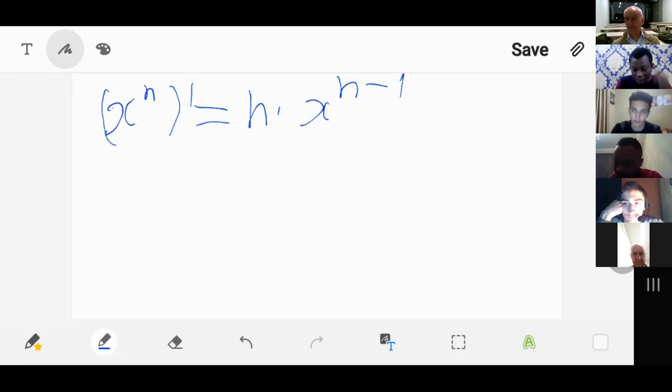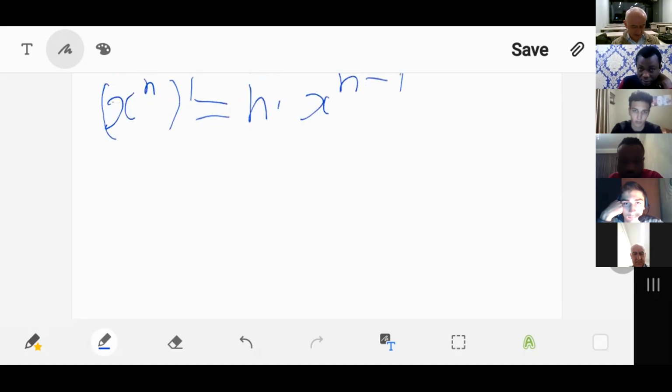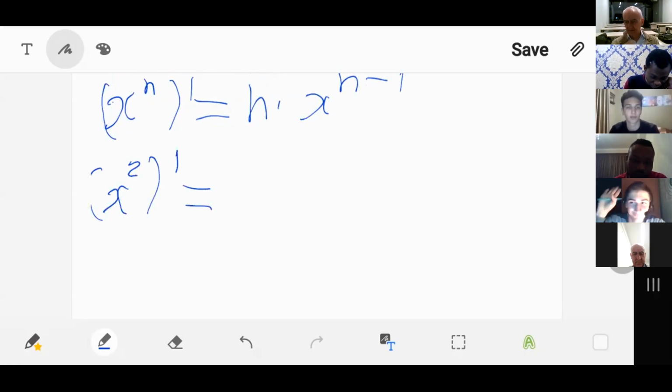And what does it mean? It means that, for example, what is the derivative of x squared? Raymond, what is the derivative of x squared? The derivative of x squared is 2x. Yes, very good, absolutely. It's 2x.